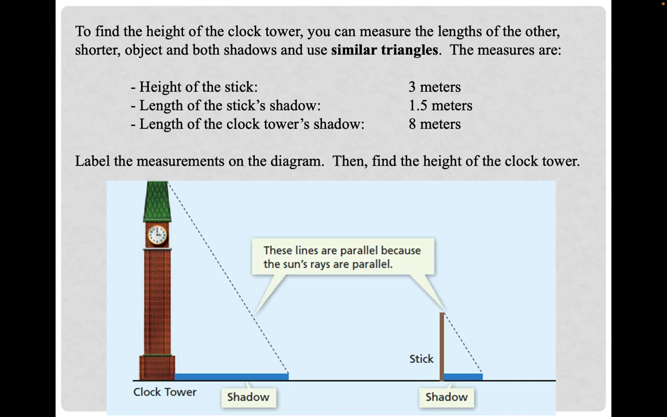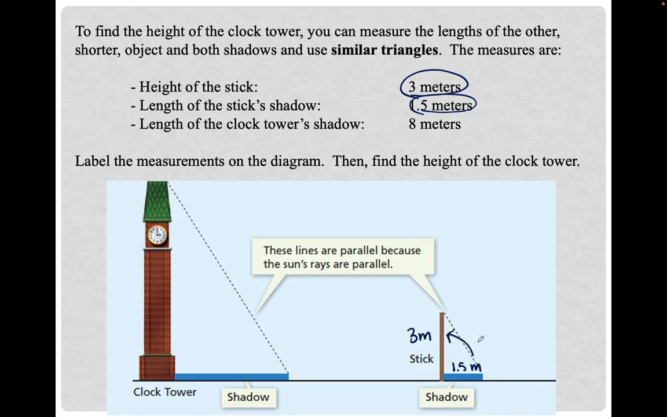So in this example, they're trying to measure the height of this clock tower, but it's too tall to do. So instead, they take a stick that's a certain height, in this case 3 meters, and they stand it upright, and they measure the shadow of the stick on the ground, which is 1.5 meters. So they say at this time of day, the length of the shadow of the stick is half as long as its height.